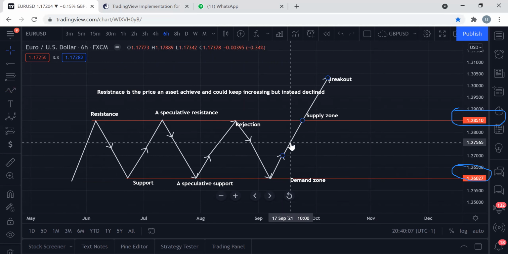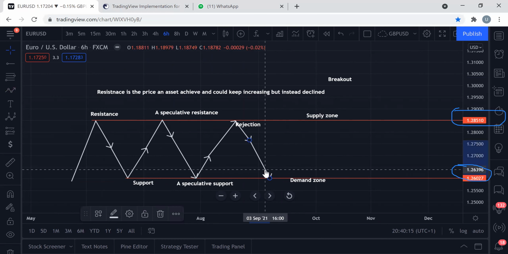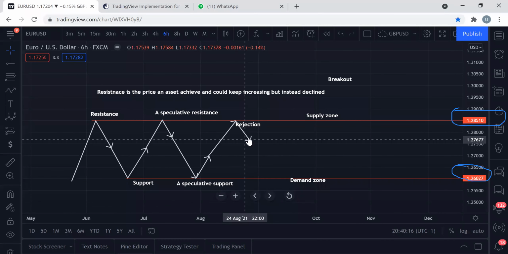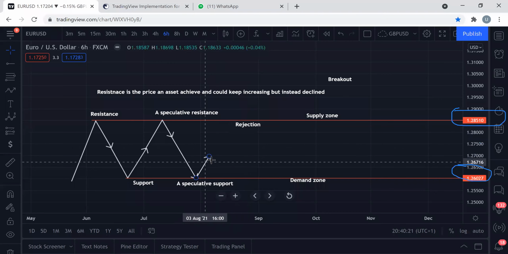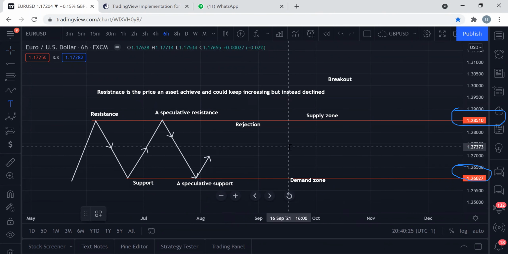That's how it is. Now that brings us to how to trade this support and resistance zone. There are different ways to trade it. There are a lot of ways to trade it, but one of the ways I enjoy is to look at it as a game of probability.